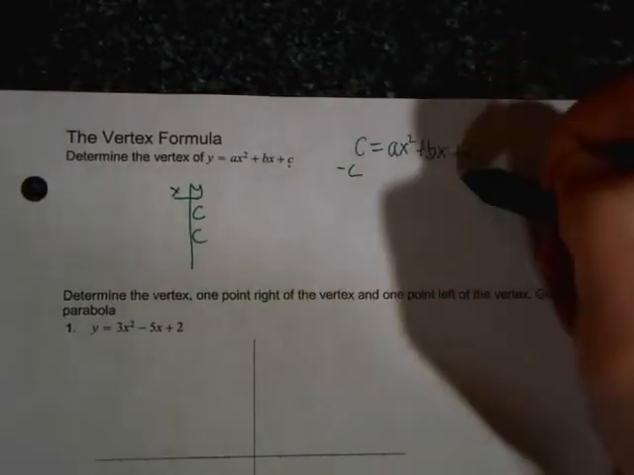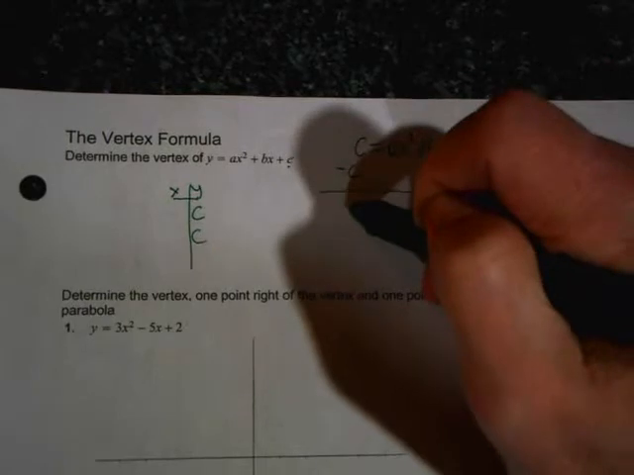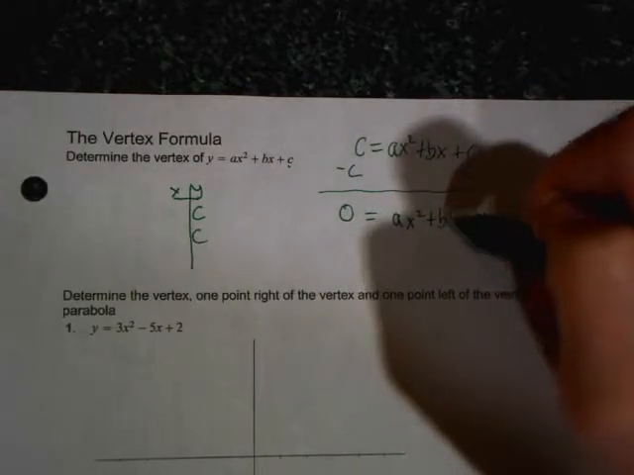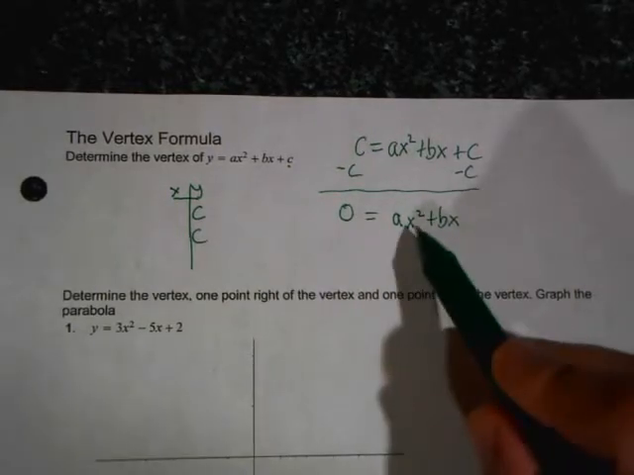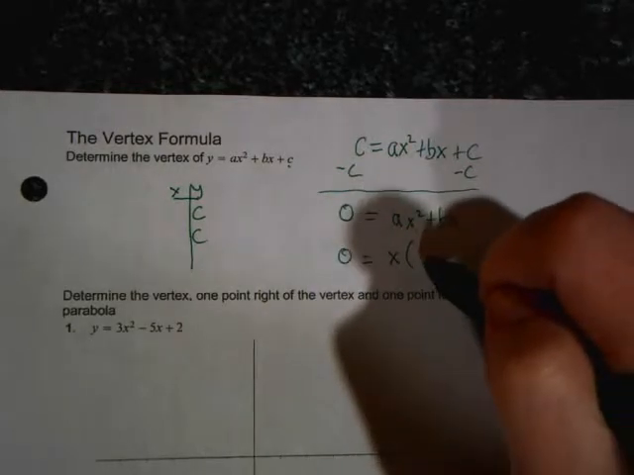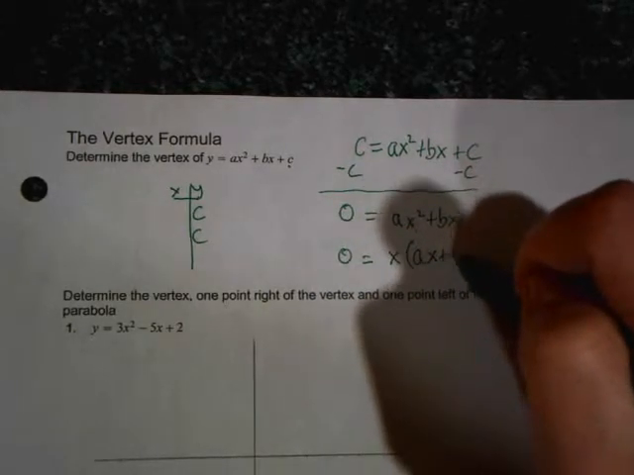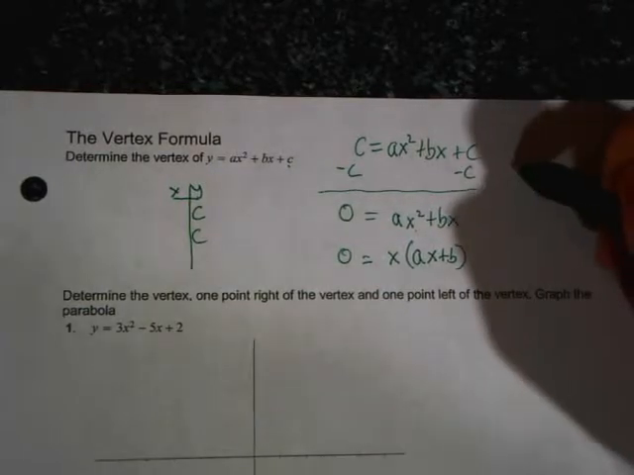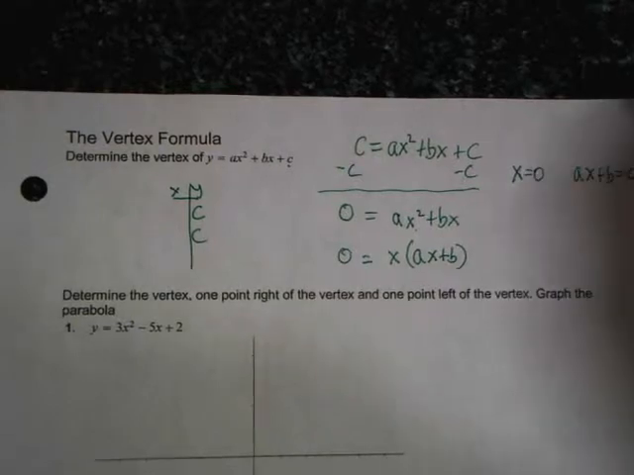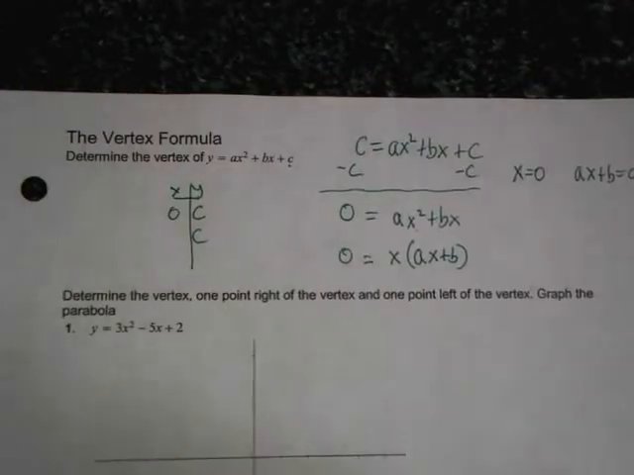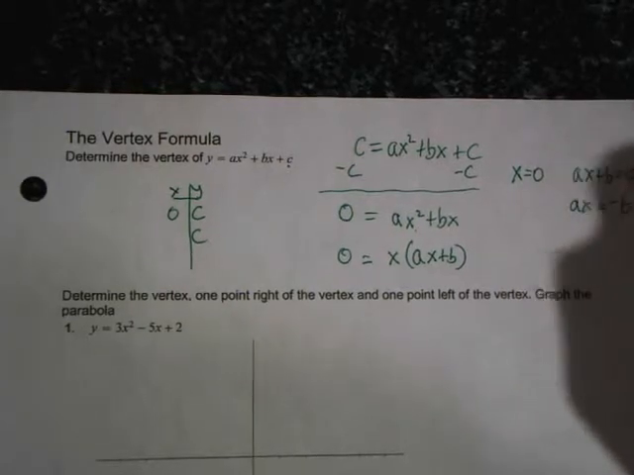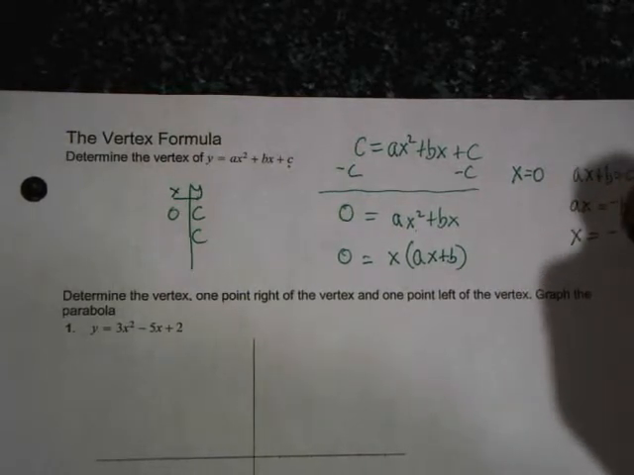I subtract the c on both sides to get 0 on one side. 0 equals ax squared plus bx. I can factor out the x. I would have ax plus b left over. So this is going to give me x equals 0, or ax plus b equals 0. Subtract b: ax equals negative b. Divide by a: x equals negative b over a.